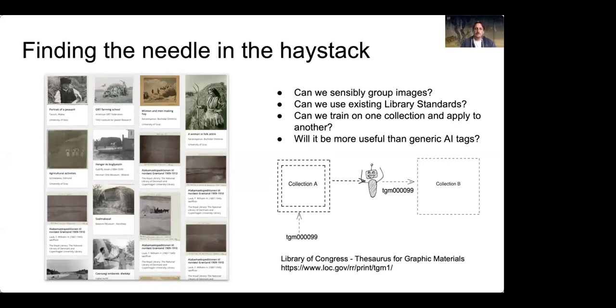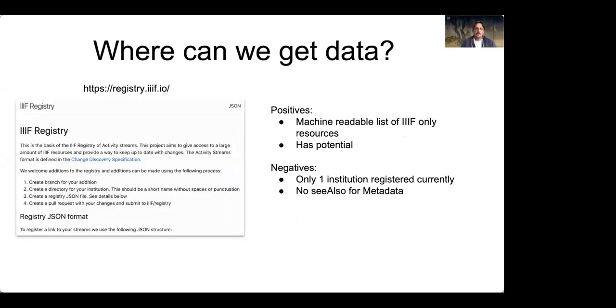For this investigation, we chose to have a look at the Library of Congress Thesaurus for Graphic Materials, or LCTGM, which contain around 7,000 terms and are intended for pictorial material like photographs. So where can we get this data? We need the data ideally in IIIF, but it must have the LCTGM headings that we need. We looked at a number of options.